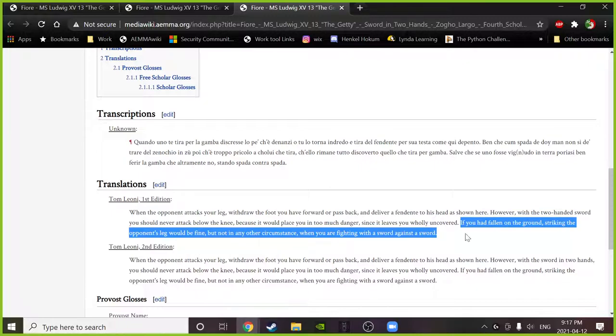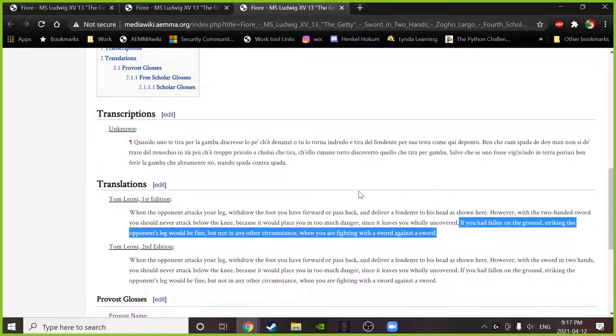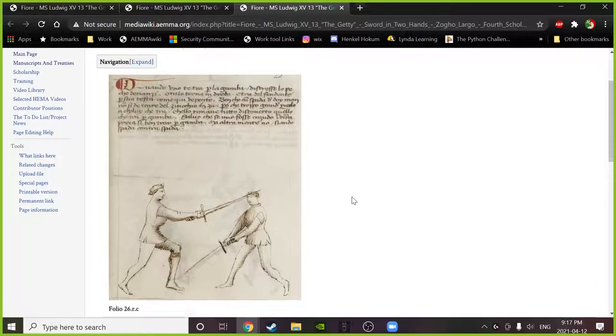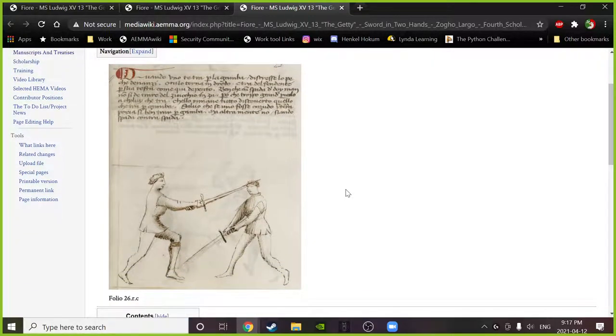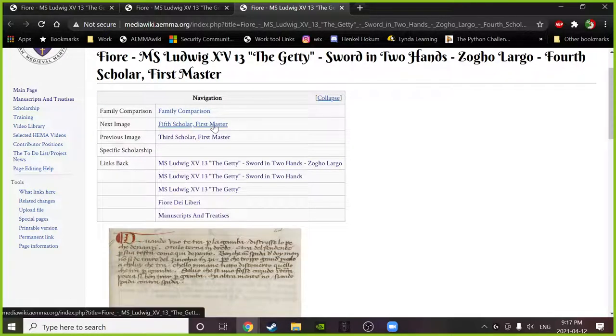So I think that's a really interesting little throwaway bit, right? If you blink, you'd miss it. But there, Fiore's given us, I think, the only piece of advice that we ever get in the books about what happens if you've fallen down with a sword. What's something you might do if you've fallen down with a sword? So it's a really interesting thing for your imagination. Okay? But yeah, there's leg shots. Really awesome and oft neglected.